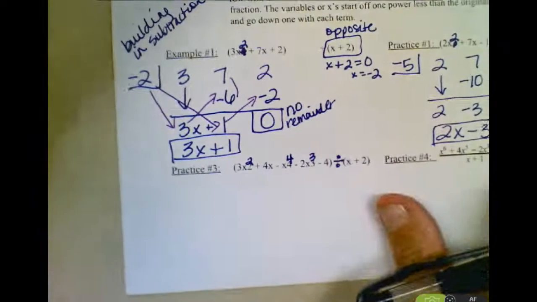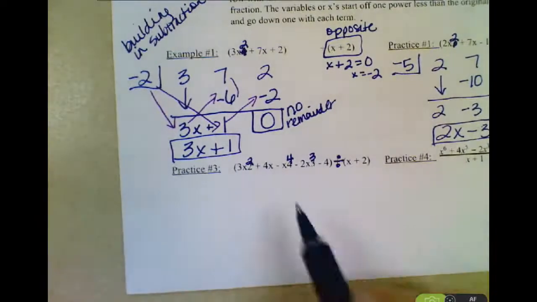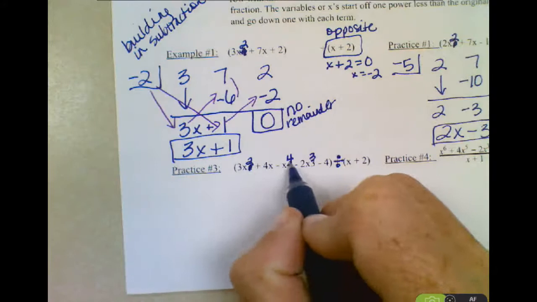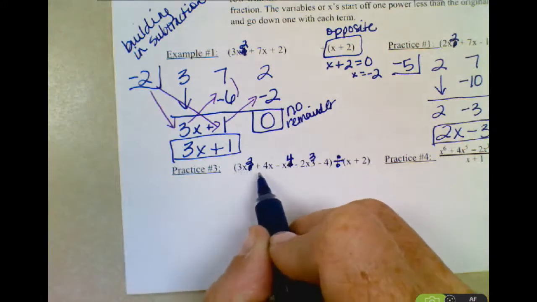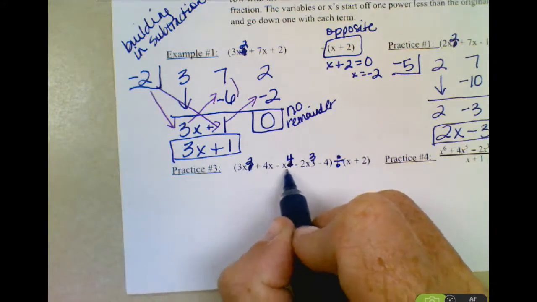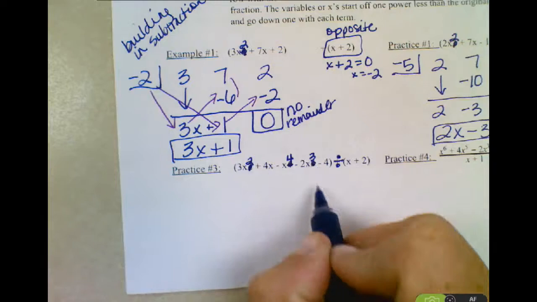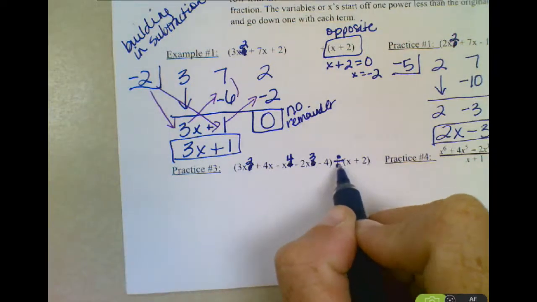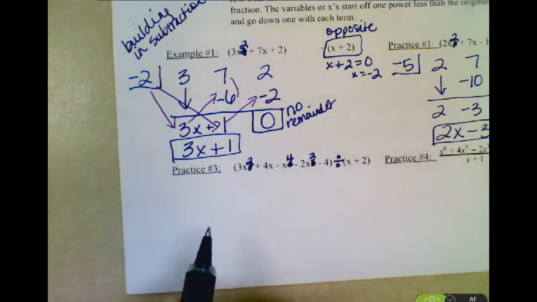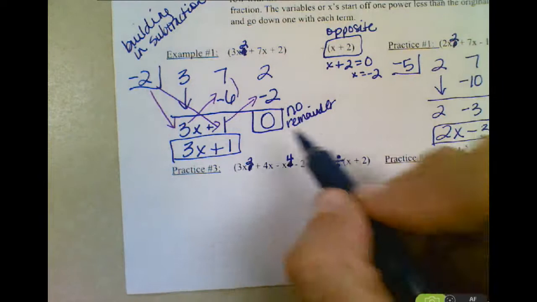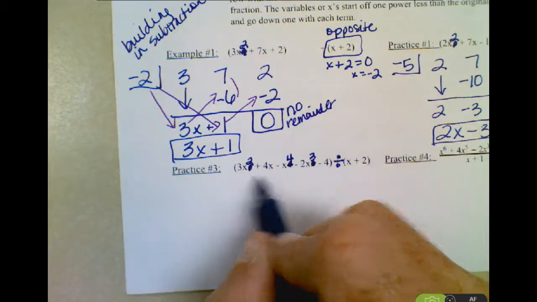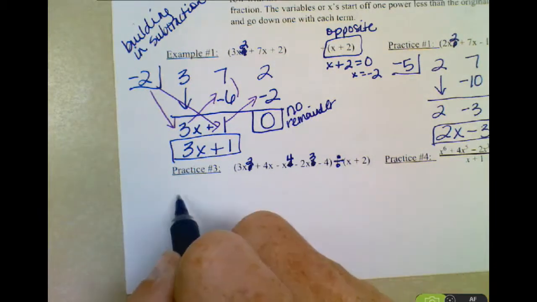Okay, so let's do practice 3 and practice 4. You can go ahead and try this on your own. Really apologize for my typos here. So that should be 3x squared plus 4x minus x to the 4th minus 2x to the 3rd minus 4 divided by x plus 2. So remember, first you need to get these in order. Go ahead and try number 3 and then come back and check your work.